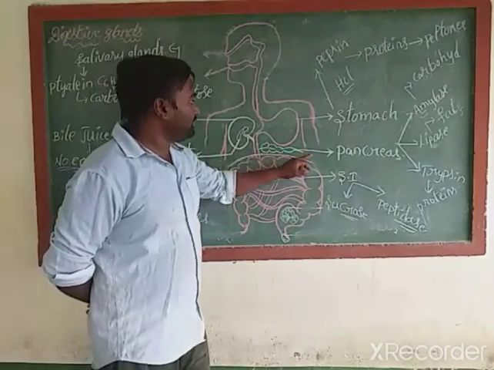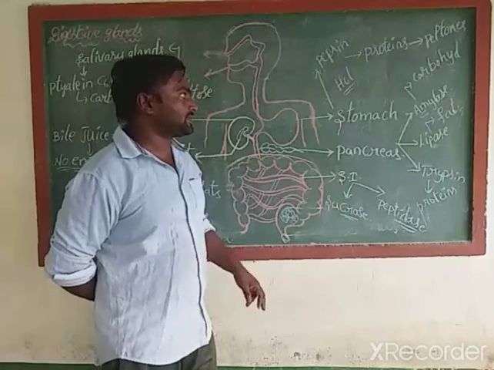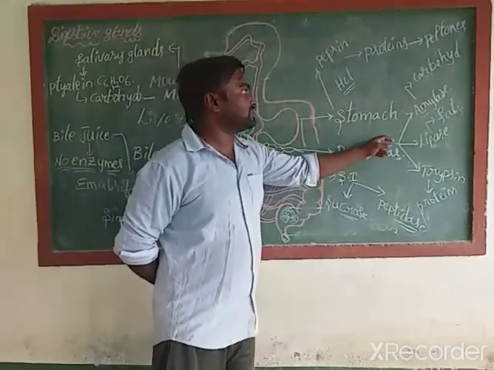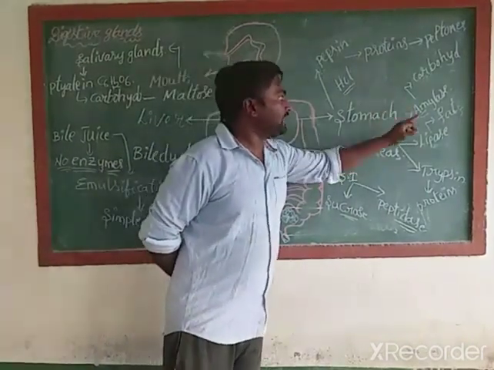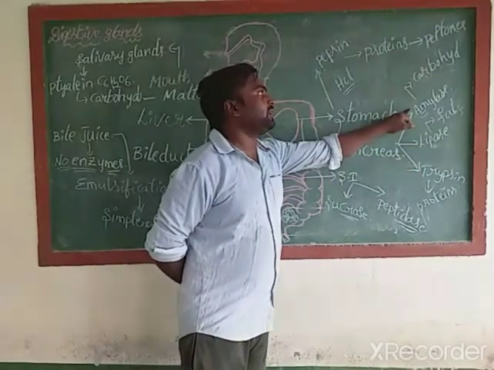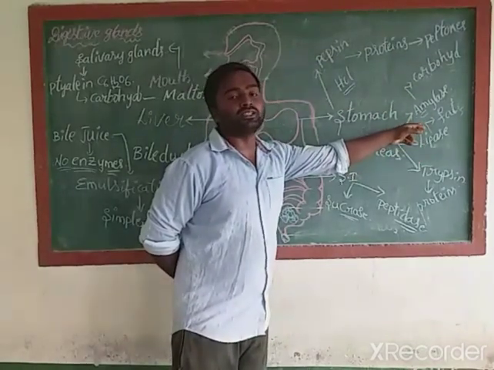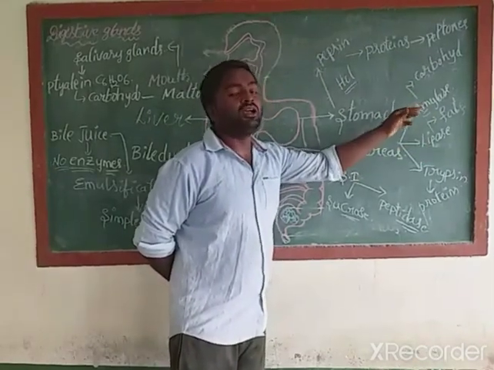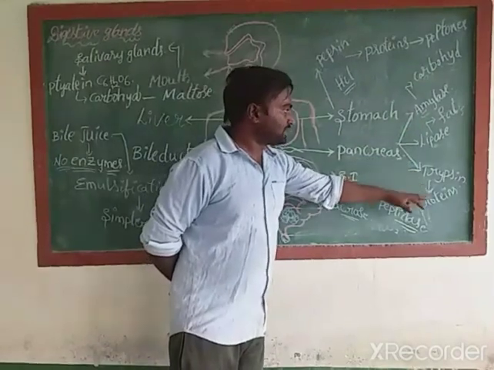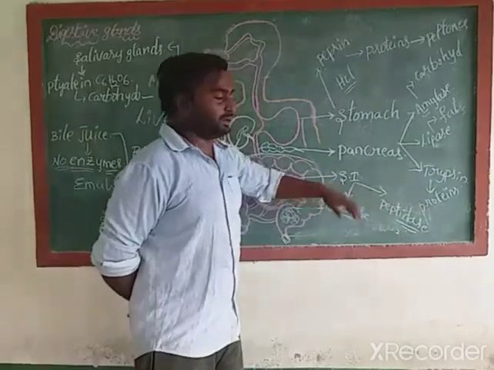Next, this leaf-like part we can see in our digestive system is called the pancreas. The pancreas releases three juices: amylase, lipase, trypsin. Amylase converts carbohydrates into maltose. Lipase is for fat digestion. It converts fats into alcohols. Next, trypsin is useful to act on proteins. It converts proteins into peptones.